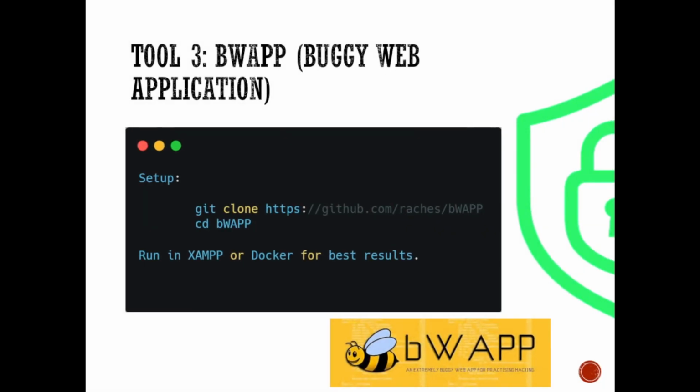Tool 3, BWAPP, Buggy Web Application. BWAPP supports over 100 vulnerabilities, including SQLi, XSS, RFI, SSRF, XXE, HTML5 attacks, clickjacking, CORS, etc. Great for automated tool testing. It can integrate with a bWAPP VM pre-configured. Setup: git clone the bWAPP repository from GitHub, then cd into bWAPP. Run in XAMPP or Docker for best results.